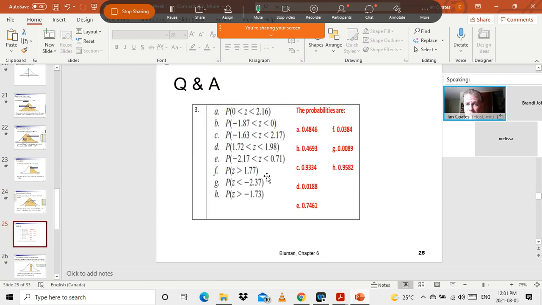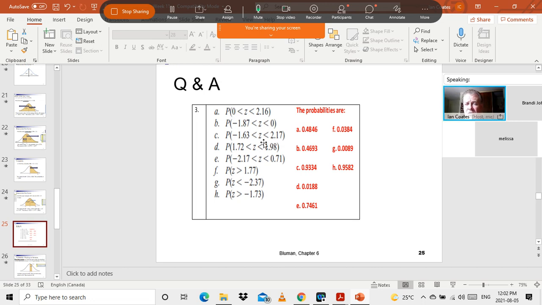These are the same questions as we just did. It's just I didn't give you the curve and what it looks like. But you should be able to do it. And I've given you the questions here. I've given you some answers. Okay? So the probability of an event happening between 0 and 2.16 standard deviations.